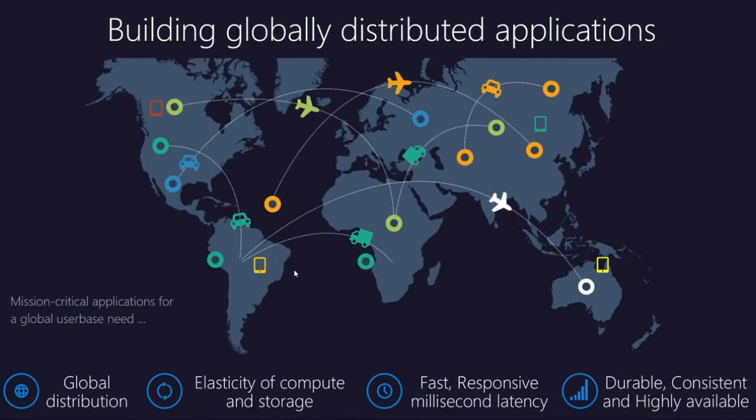Some of the value props that make this really special: Azure Cosmos DB has global distribution. It has elasticity of compute and storage. It's fast, with responsive millisecond latencies. It's durable, consistent, and highly available. And overall, with new applications these days, you need your applications to have most of these, if not all of these qualities.